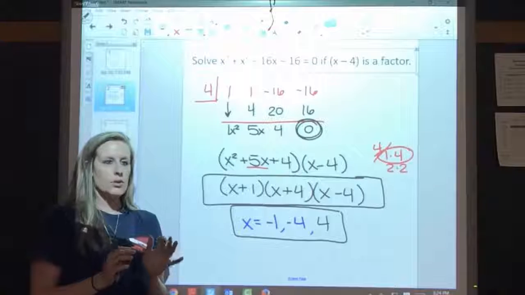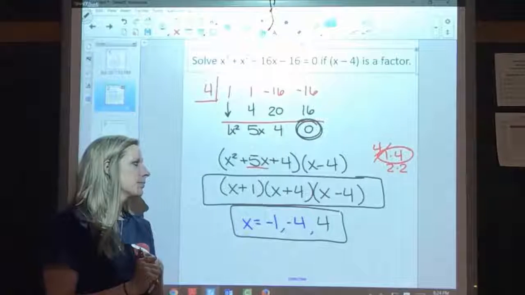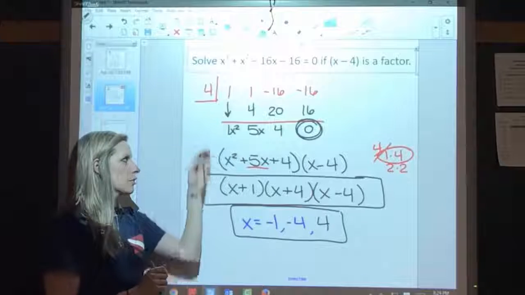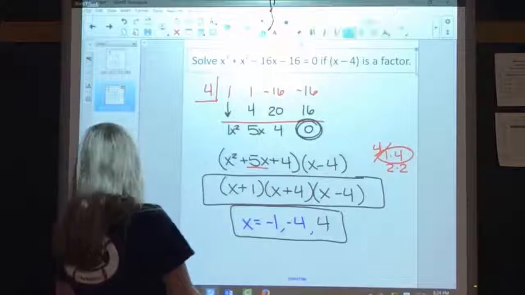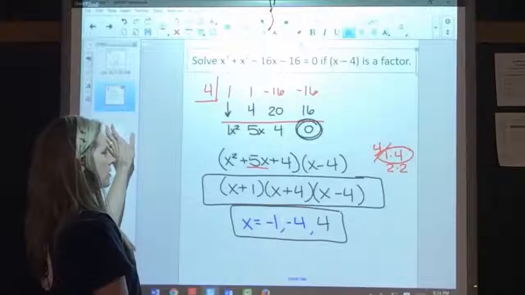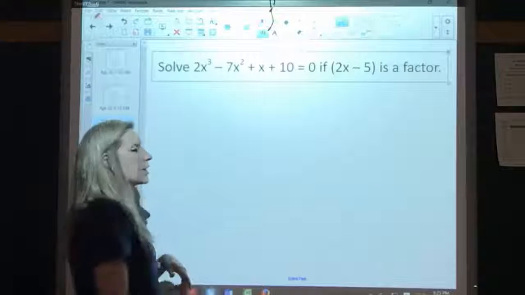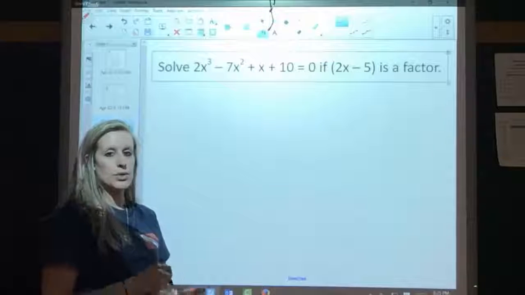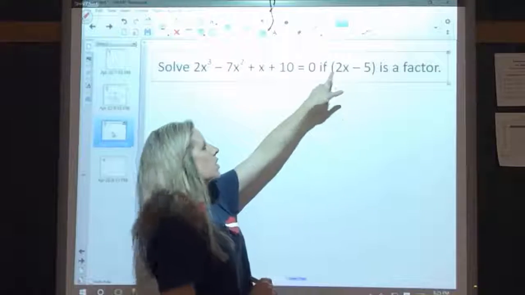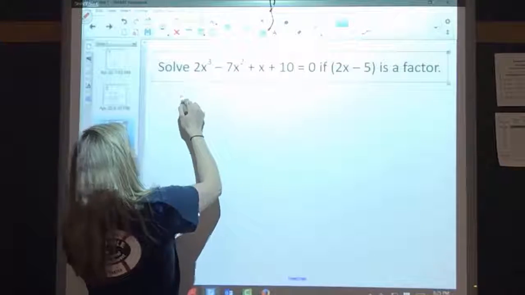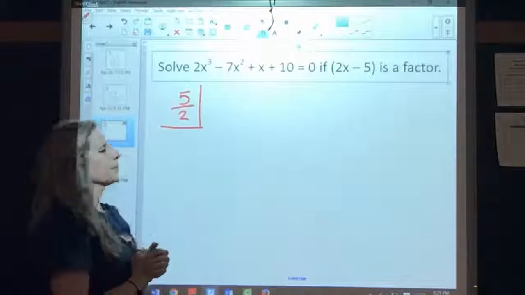Okay, so we're pretty much combining Monday and Tuesday. So put it in factored form and then find your zeros. Okay? All right, so let's try number 3. On number 3, they give us the factor again, so we're going to find our 0. That way we can do our synthetic division. Okay, so it's going to be a positive 5 over 2. And that's going to go in my little box.